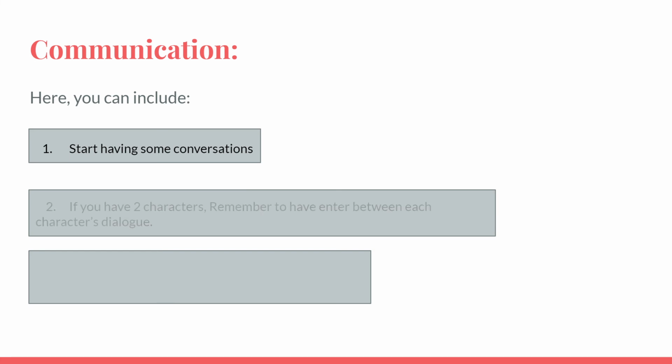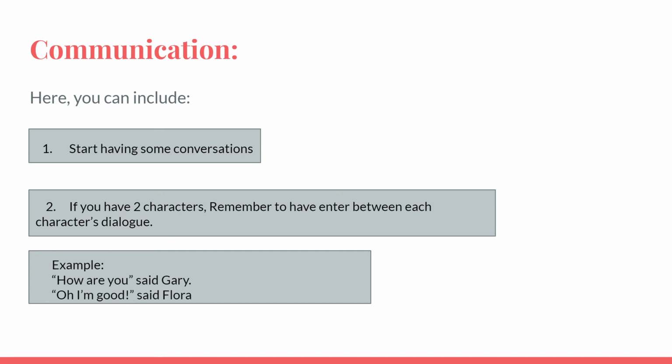The next one is if you have two characters, remember to have an enter between each character's dialogue, meaning if you have, for example, "How are you?" said Gary, and "Oh, I'm good," said Flora. Now these two lines, as you can see, are not in the same sentence, if you get what I mean. They're not connected to each other, they're separated with an enter. There is no blank space, otherwise you would think that that's a new paragraph, but there is a little jumping to the next line in this example. So that's what you can add in the third part.